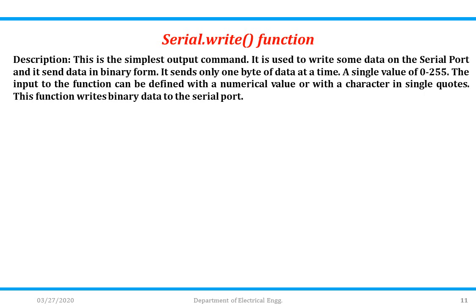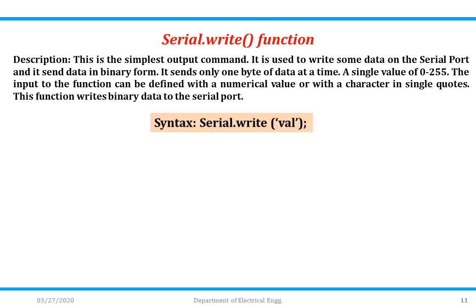What is the description of Serial.write? This is the simplest output command. It is used to write some data on the serial port, and it sends the data in binary form. It sends only one byte of data at a time, a single value from 0 to 255. The input to the function can be a numerical value or a character in single quotes. Suppose I want to give only a character, I have to write it within single quotes. We can also give a string, but I have to write it within double quotes. This function writes binary data to the serial port. So this is the syntax.